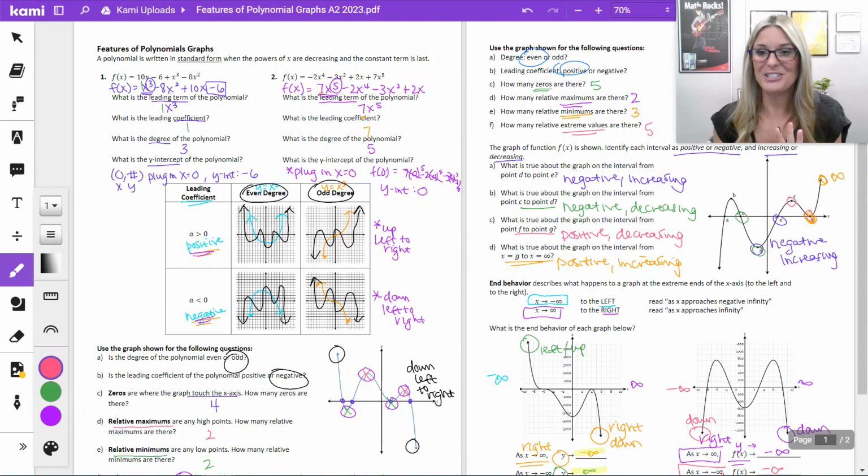So that's the beginning of our introduction, features of polynomial graphs. We looked at some basic vocabulary from Algebra 1, looking at our polynomials in standard form and looking at leading term, leading coefficient, degree, y-intercept. We use those features, leading coefficient, degree, to talk about the shapes of polynomial functions. Based on the degree and leading coefficient, their arrows always go a certain way and have a certain shape. And so we were able to answer the following questions with the degree, leading coefficient, zeros, relative extreme values. We reviewed those intervals of increasing, decreasing, positive, negative, and lastly, introduced end behavior.